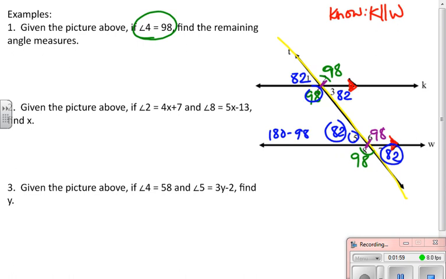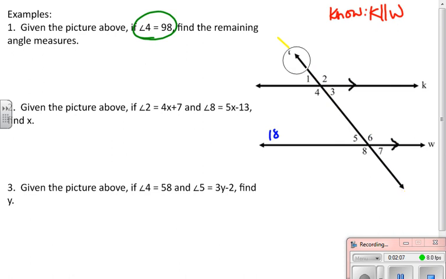If you notice, I only have 2 angle measures in that whole picture, so it's another way that you can check if you're right or not. So let's look at the next example. The next example says, given that angle 2 is this expression and angle 8 is this expression, find x. So let's go to my picture.